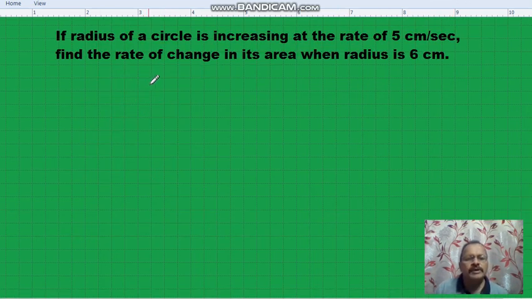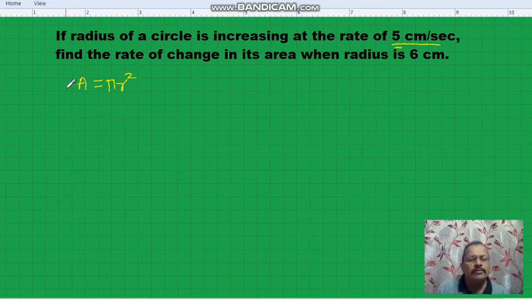The next problem is similar, but the change is now here radius is increasing, that is radius is changing, and with the change of radius we want change in area. Now the change in radius is given, the rate is 5 centimeter per second. Again I have to write the formula for area in terms of radius. A is equal to pi r square.